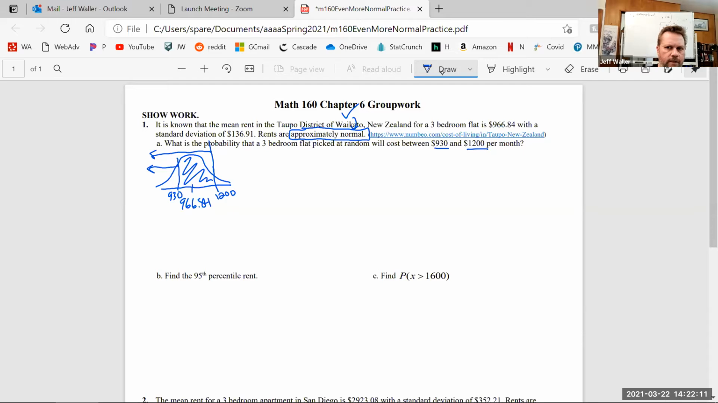All right, so this is a classic z-score problem, right? They give me a bunch of raw scores. I have to convert them to z-scores, and then I can look up the percentage.